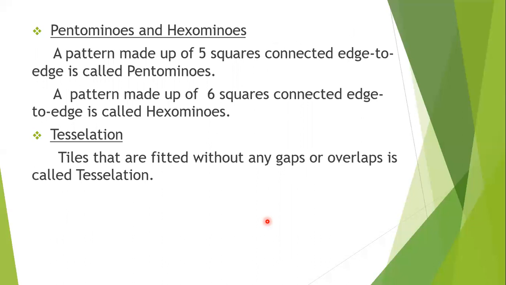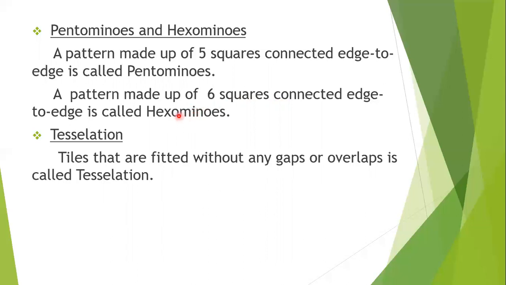This way, arranging 5 squares, connecting their edge to edge, and forming the pattern is called pentominoes. See, a pattern made up of 5 squares connected edge to edge is called pentominoes. Penta means 5. So if we use 5 squares to make the pattern and arrange in this shape, it is called pentominoes. Same way, a pattern made up of 6 squares connected edge to edge is called hexominoes.